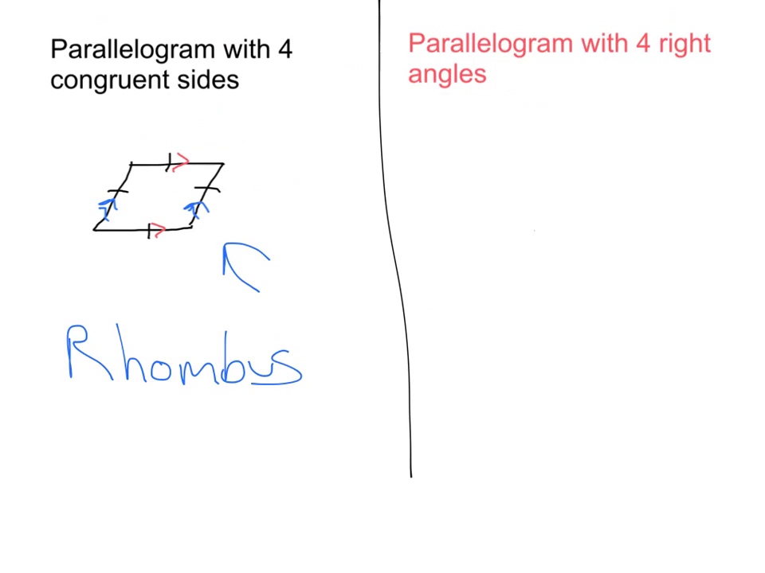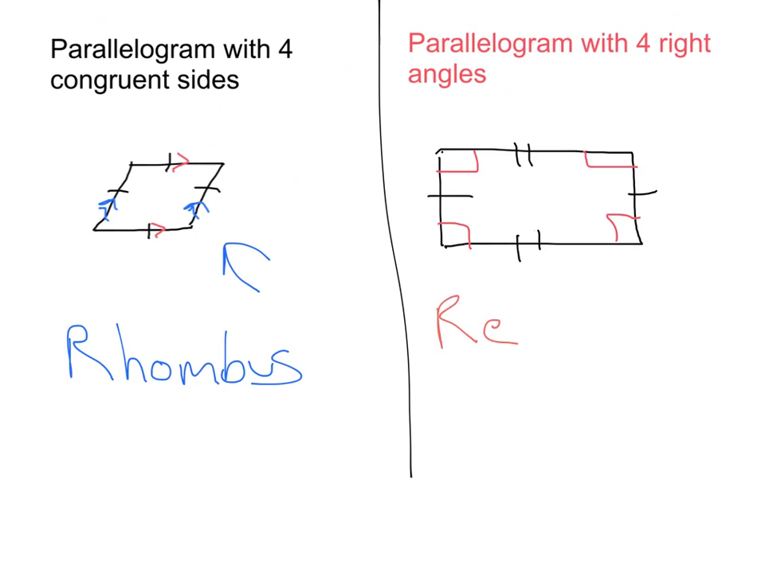The next one, a parallelogram with four right angles, should be familiar for everybody because this would be called a simple rectangle. Once again, a rectangle is a parallelogram with four right angles. Notice the sides on the left and right are both congruent. The sides on the top and bottom are congruent, and each of these angles is a 90-degree angle. Keep in mind, not always drawn to scale, but I think you can get the idea.